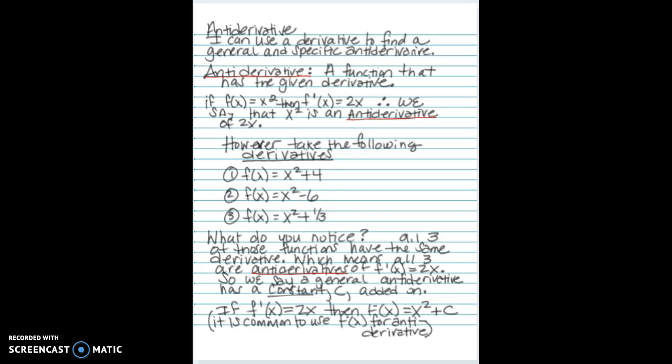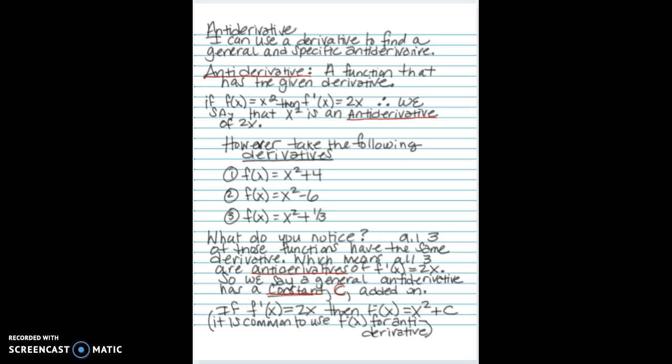So we say a general antiderivative has a constant c added on. If f prime of x equals 2x, then cap F of x equals x squared plus c. c is the constant added on. It is common to use capital F of x for antiderivative.